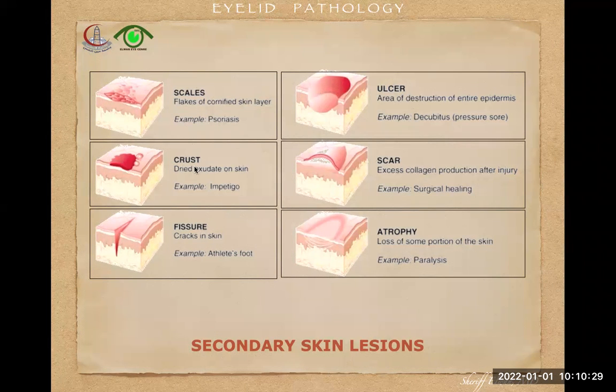Scales like in psoriasis, crust like in impetigo, fissures like in athlete's feet. Decubitus, or what we call bed sores, are ulcers, an example of ulcer. Scars like following surgical healing, and atrophy in paralysis. Okay.